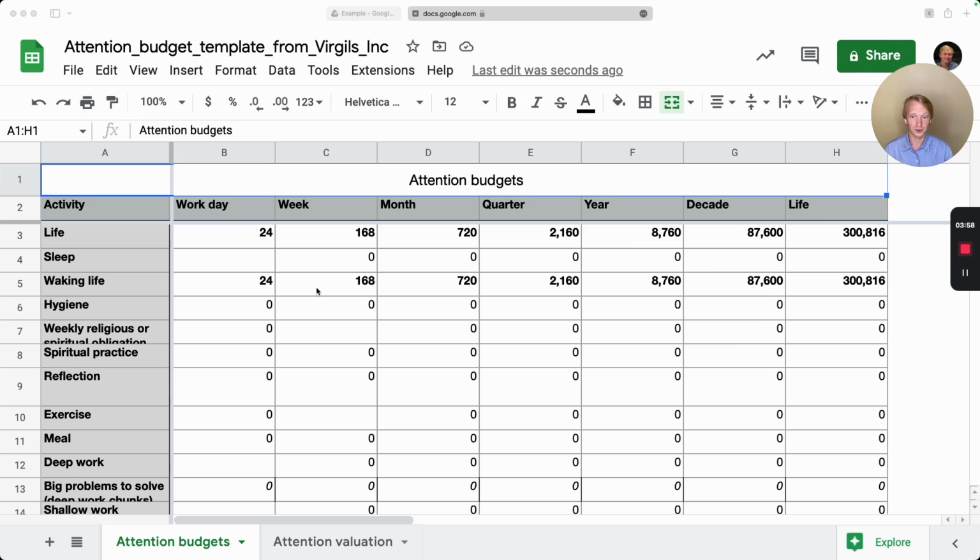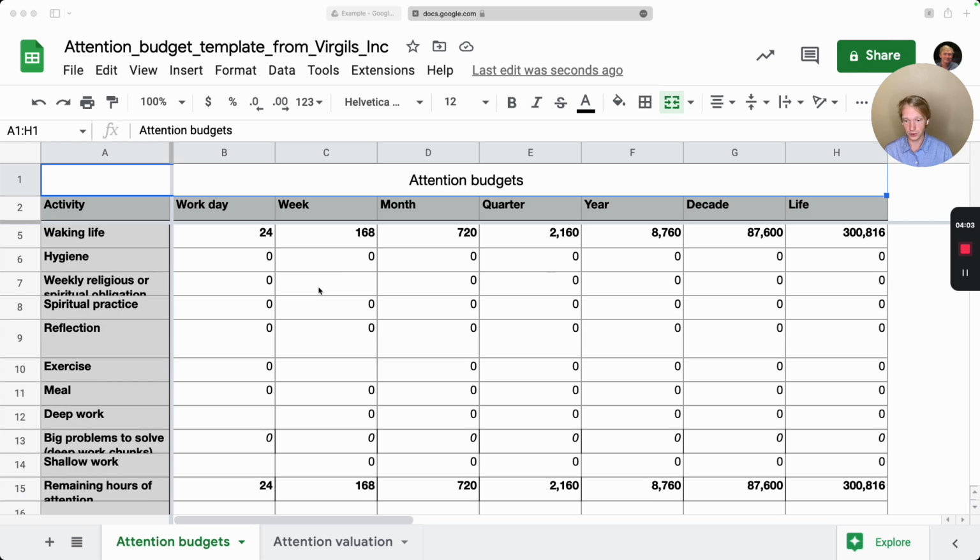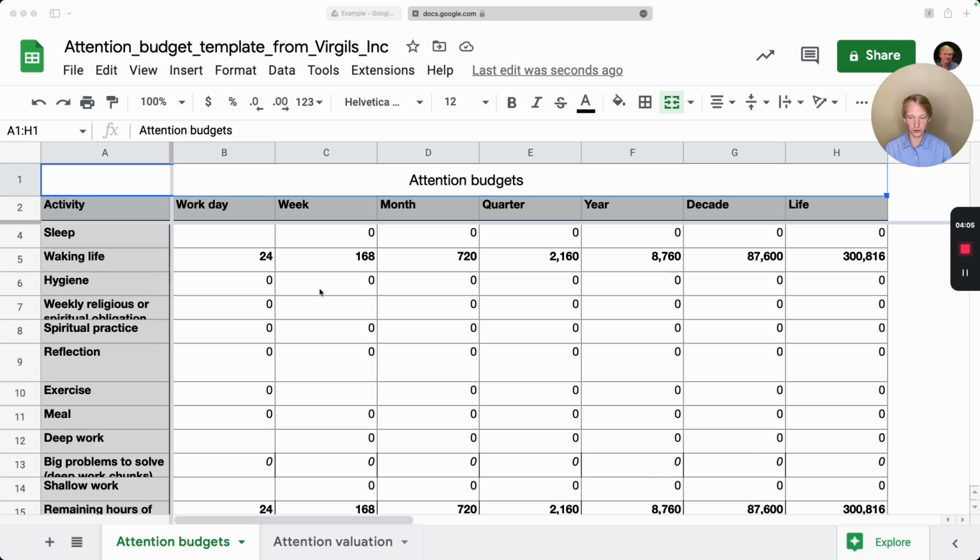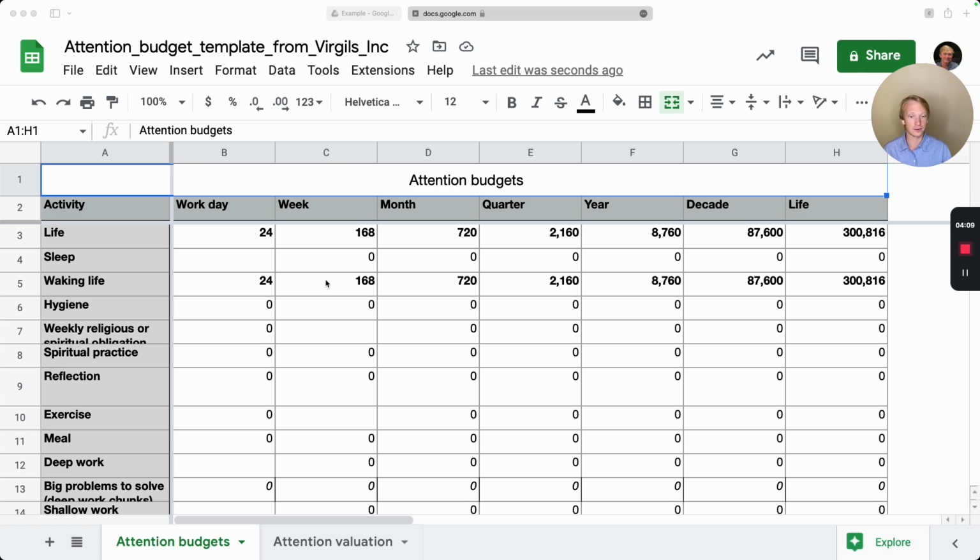How much time do you have to allocate to these things? And how much time are you ultimately left with after you've allocated time and attention to the things you care about, to other activities that may come up, that you might want to react to, or other things that you're going to want to plan for. But this is really the output.